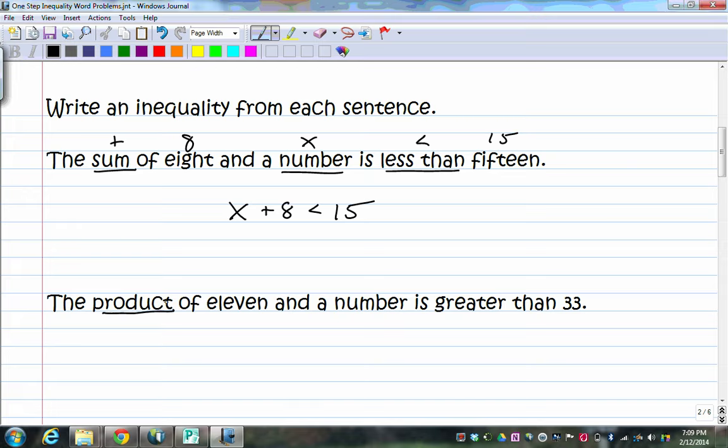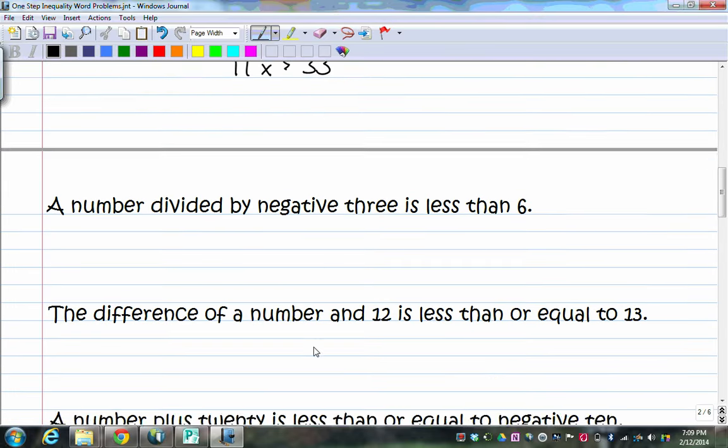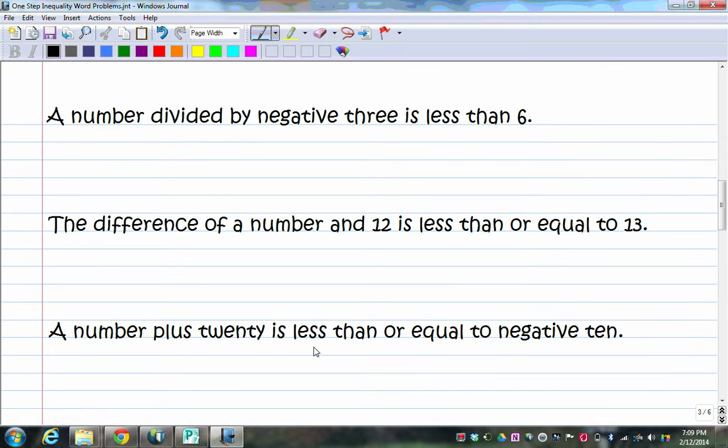Then we have product. Product is the answer to a multiplication problem of 11 and a number, there's our variable, is greater than 33. Okay? So product, again, is multiplication. It looks like x and x, very confusing. So multiplication here, all right, is 11x > 33. So that's part of what you're going to have to be able to do. I want you to try these three on your own, please.